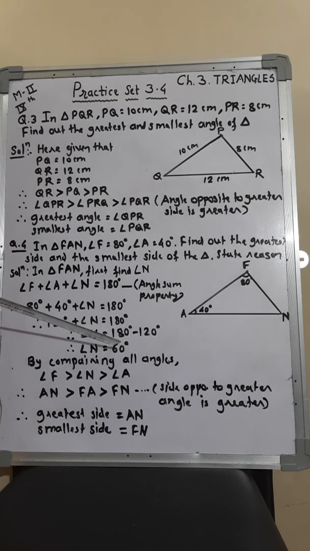Now, you have found all three angles, measurement of all three angles. Now, again comparing all angles. कंपेरिंग करायचं आहे आपल्याला इथे सर्वात मोठा सर्वात छोटा याप्रमाणे. Angle F is greater than angle N is greater than angle A. Measurement of angle F is 80 degree, therefore it is greatest, and measurement of angle A is 40 degree, means it is smallest. Now we have to find side opposite to these angles.